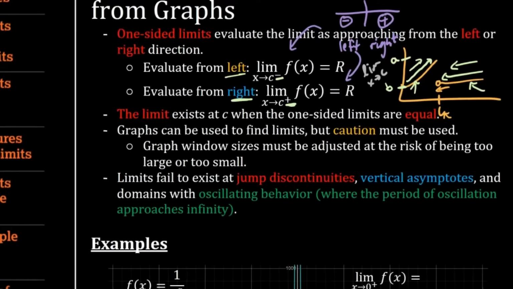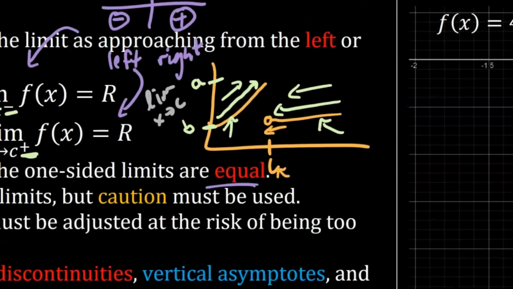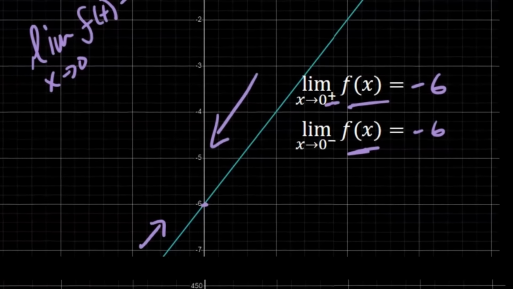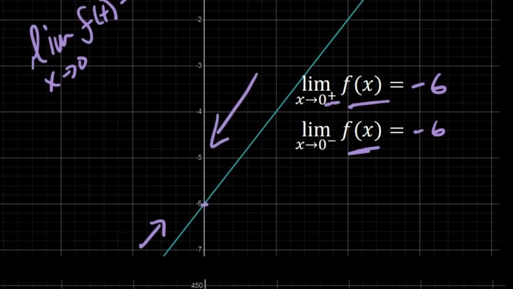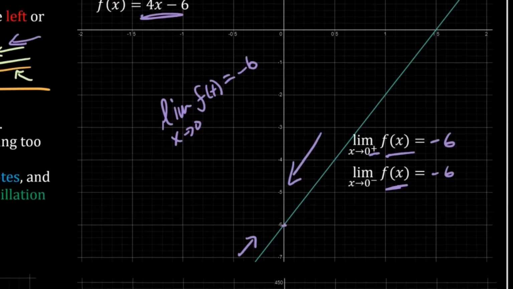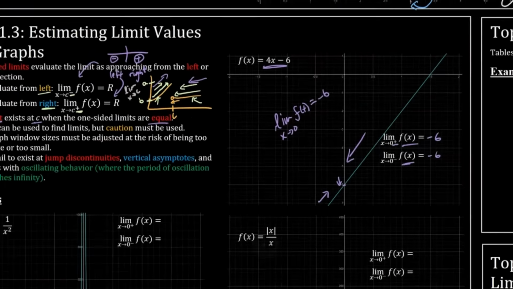That's another rule. The limit, the full limit, only exists at c when the one-sided limits are equal. So in this case, the full limit at c does not exist, right? It does not exist because this one-sided limit is not equal to this one-sided limit. Now we can use graphs as we just did, but we do have to be cautious. It's possible, for example, that if I did not know that this function was f of x equals 4x minus 6, there could be some sort of complicated algebra here and a little jump right here. And I wouldn't know because my graph window is different. So caution must always be used when we're using a graph.